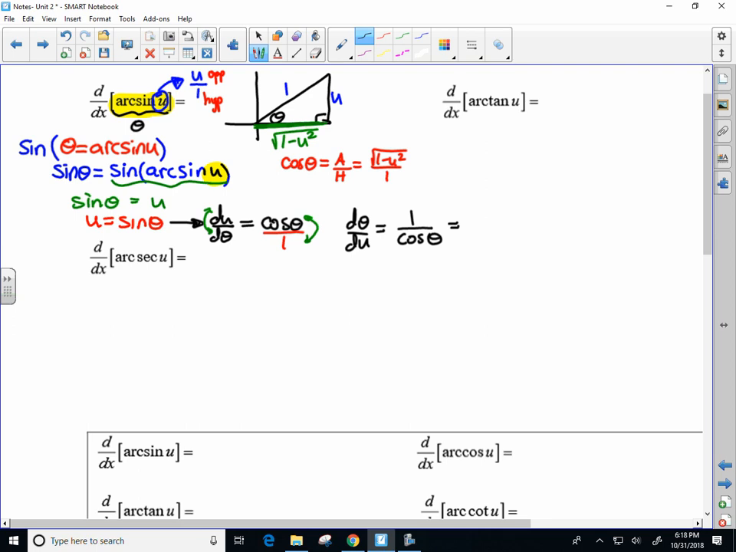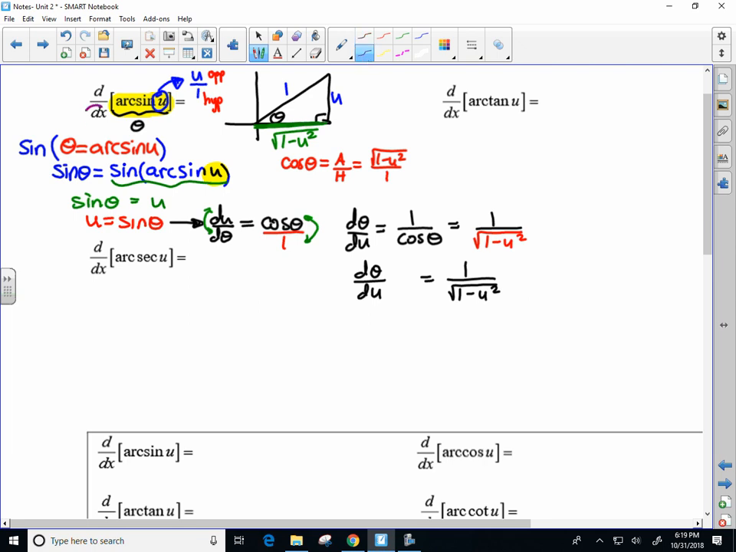Okay? Because this would become 1 over the square root of 1 minus u squared. All right? So let me rewrite that real quick. We have d theta du. I'm actually going to leave a little space after that before the equal sign. Is equal to root of 1 minus u squared.